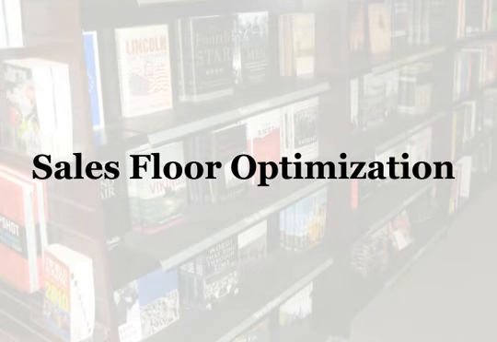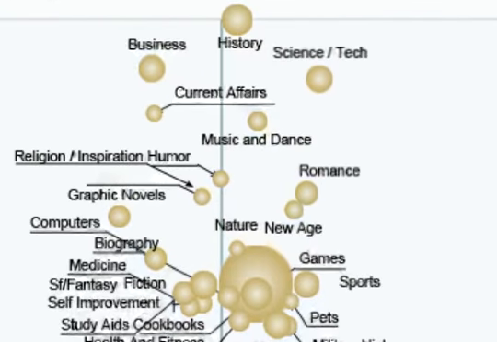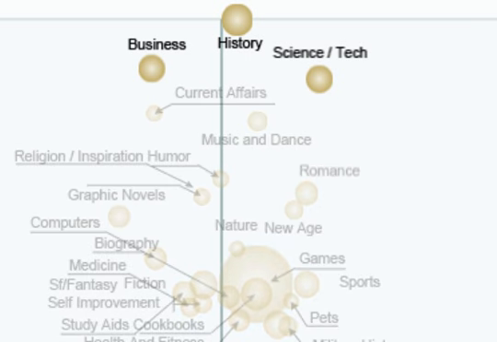Let's take a quick look at an example of this process. A district manager and store manager reviewed the store's merchandise sales report. After looking at each of the subjects, it was clear that there were 3 subjects in which the store owned many new titles and in which sales were strong. These subjects were business, science, and history.